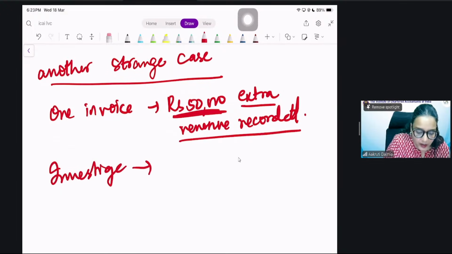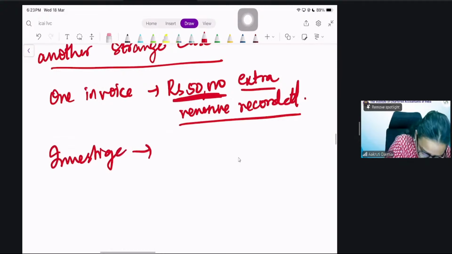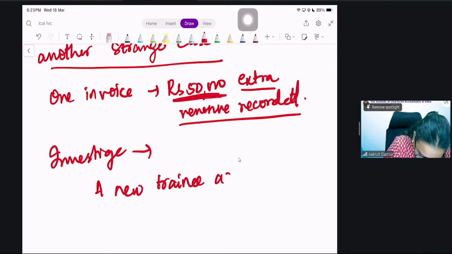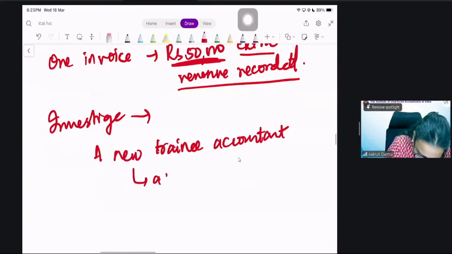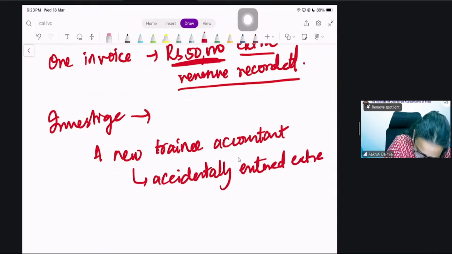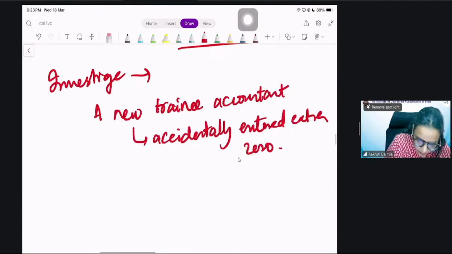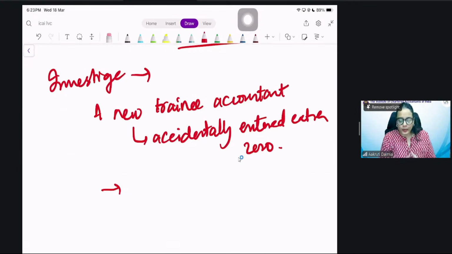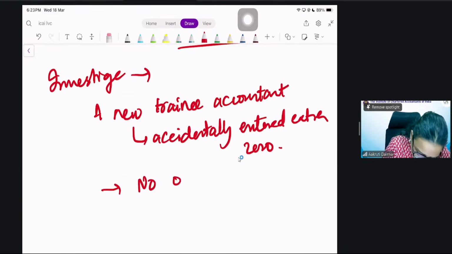What you find on investigating is that a new trainee accountant was there and accidentally entered an extra zero. So no other such mistake was found.